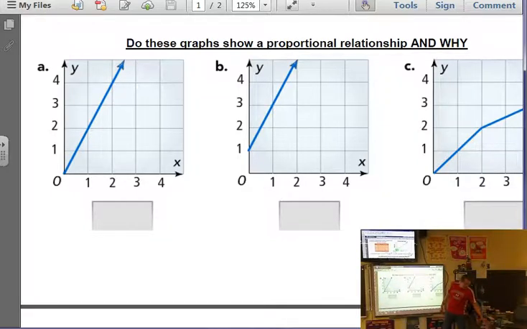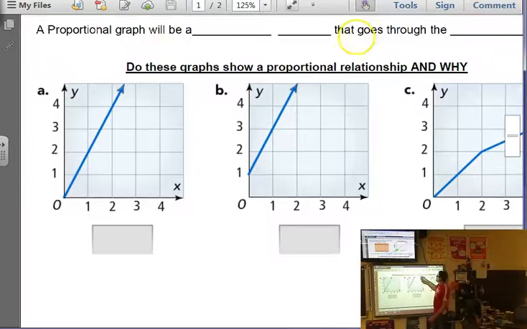Flynn, when we look at graph A and we're looking, is it a straight line? Does it go through the origin? If it's yes to both of those, it's proportional. So what do you think about A? Are we proportional? So I'm talking to Flynn, if you're listening, and I directed that question straight to Flynn. So is the graph of A a straight line? Okay. Does it go through the origin, or does it start at the origin?